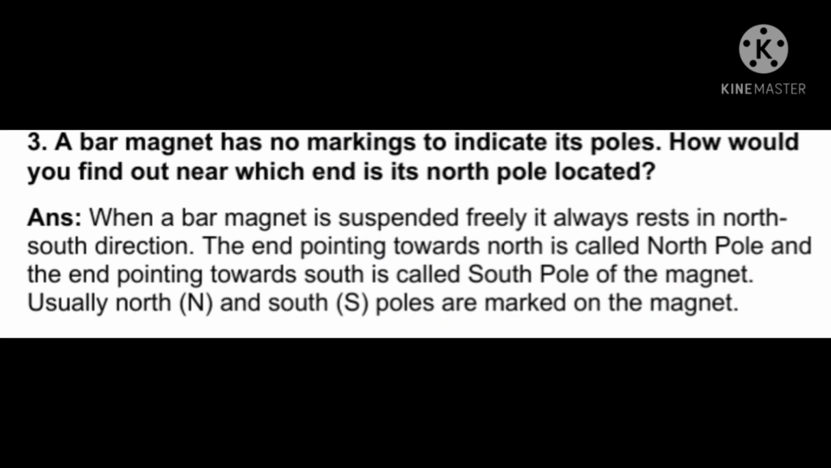Next one, a bar magnet has no marking to indicate its poles. How would you find out near which end its north pole is located? When a bar magnet is suspended freely, it always rests in the north-south direction. The end pointing towards north is called the north pole and the end pointing towards south is called the south pole of the magnet. Usually north N and south S poles are marked on the magnet. By this way, we can easily identify the north pole.